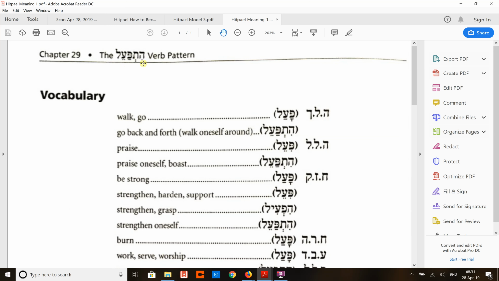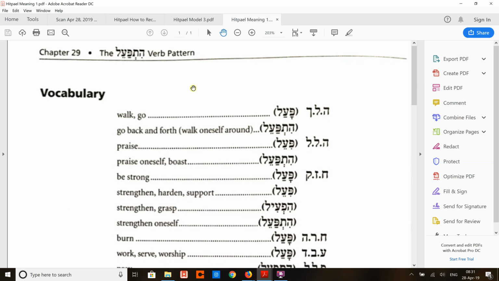then you are almost certainly looking at a hitpael verb. Now, some of the other indications would be the addition of the patach, the a-sounding vowel underneath the first root letter. So hitpa in the model verb. So let's begin with meaning.